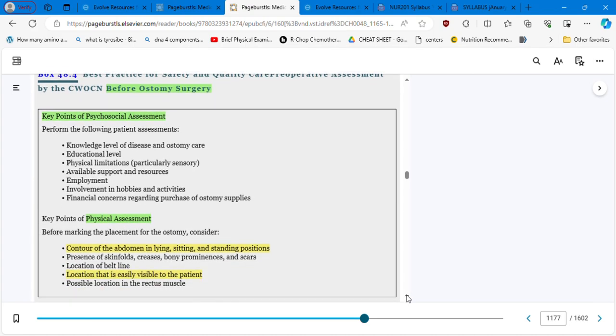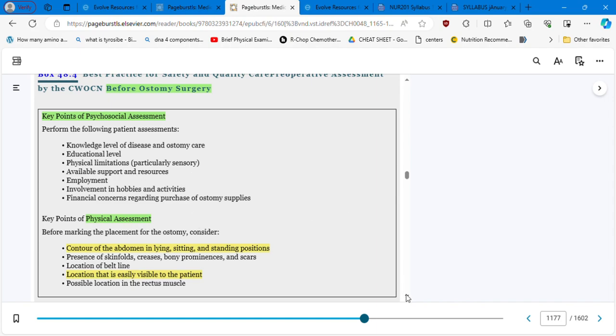So, preoperative assessment by the certified wound, ostomy care nurse is going to analyze the key points of psychosocial assessment: the educational level, available support, and the physical limitations.